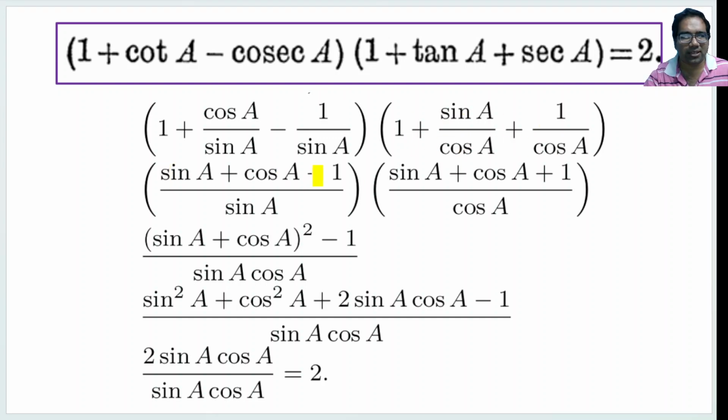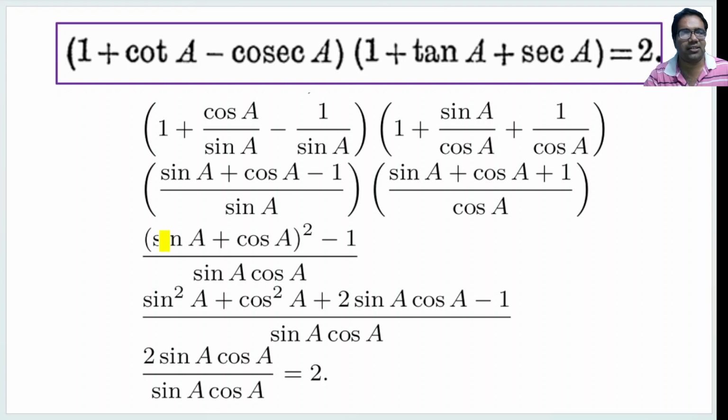Basically, we have a minus b. A is sine A plus cos A and a plus b. This is in the form of a minus b and a plus b. Right, sine A plus cos A minus 1. Sine A plus cos A plus 1. A minus b into a plus b. A is sine A plus cos A. So this becomes a square minus b square. That is sine A plus cos A whole square minus 1 square, which is anyway 1 by sine A cos A. Right? This is anyway the product by sine A cos A.